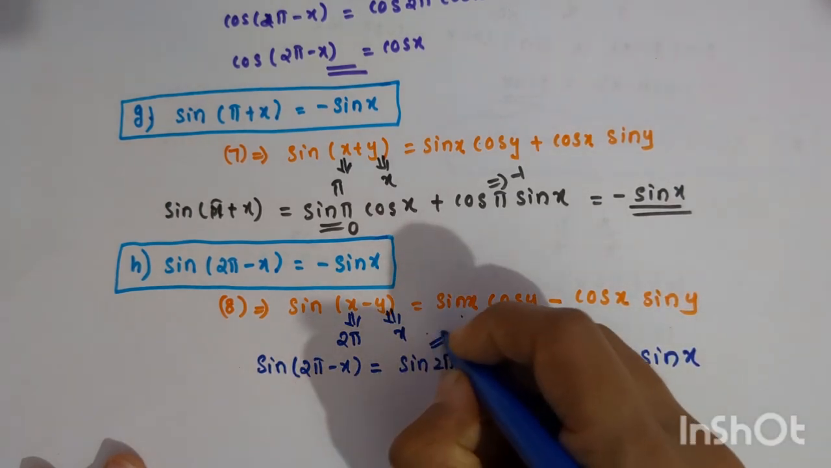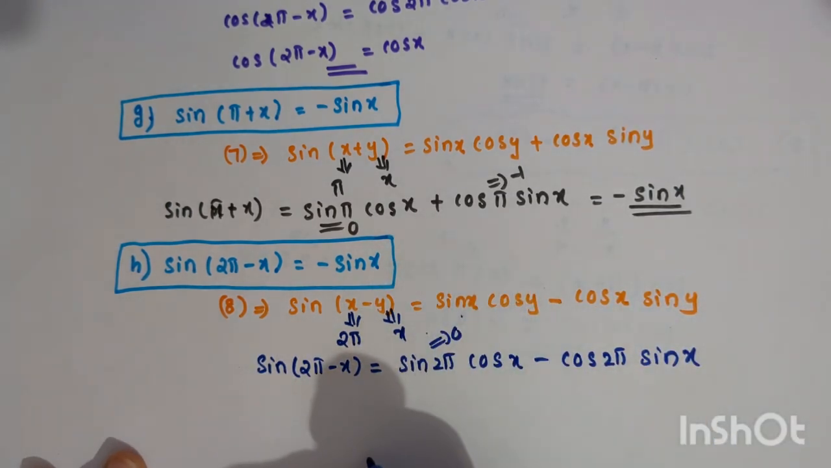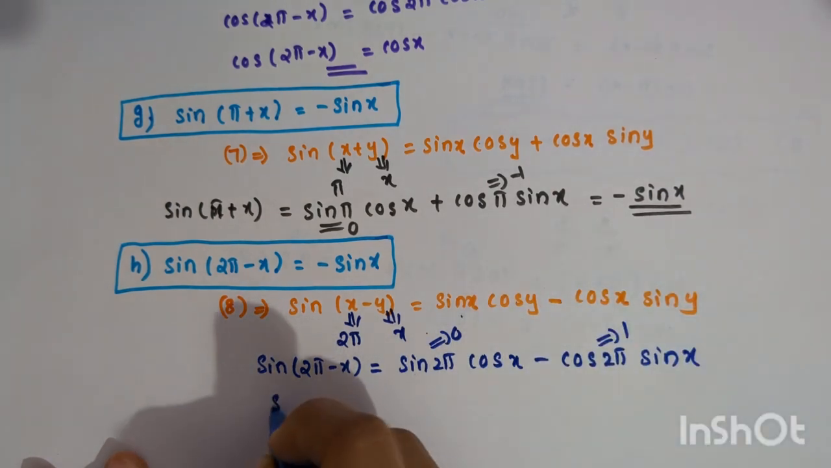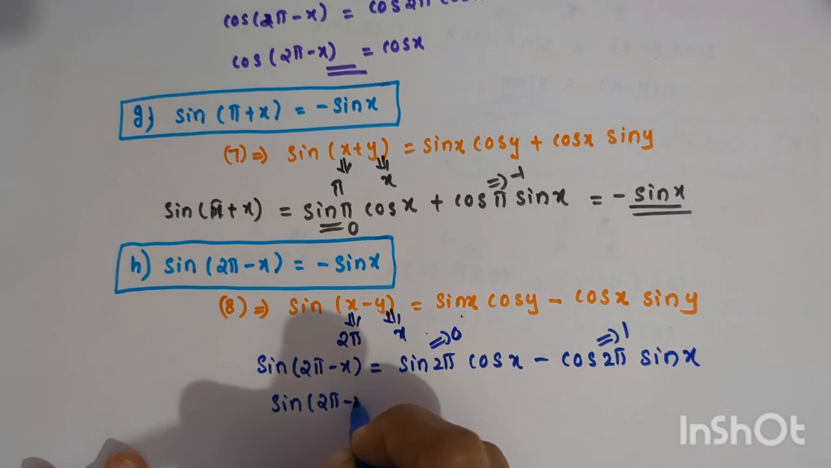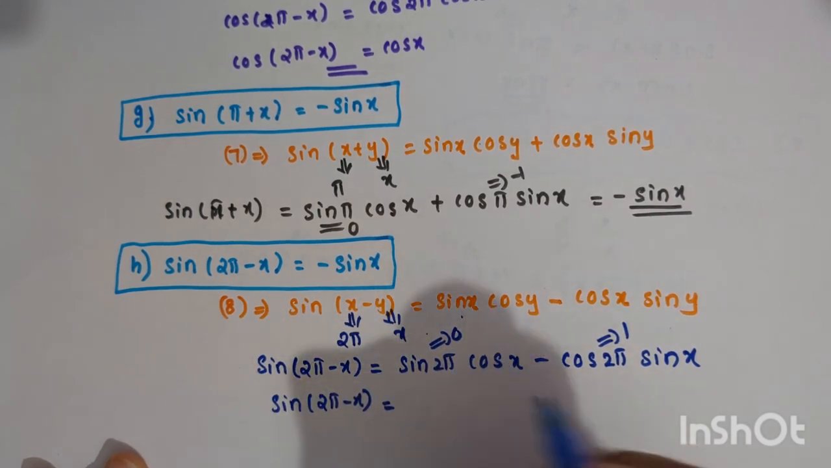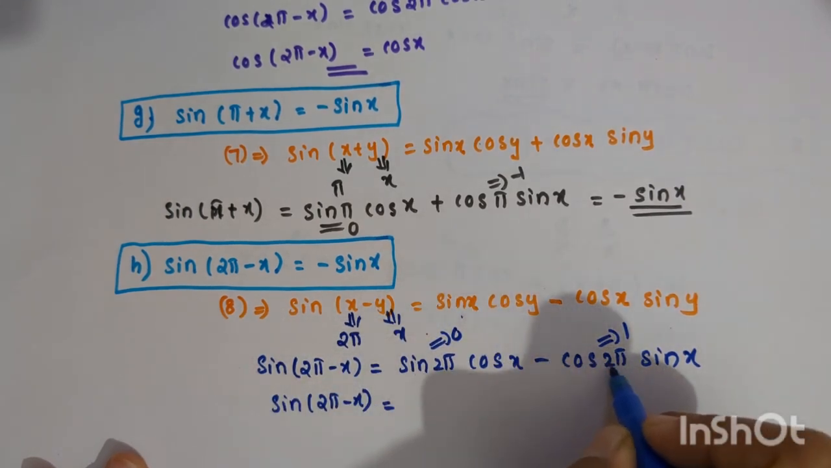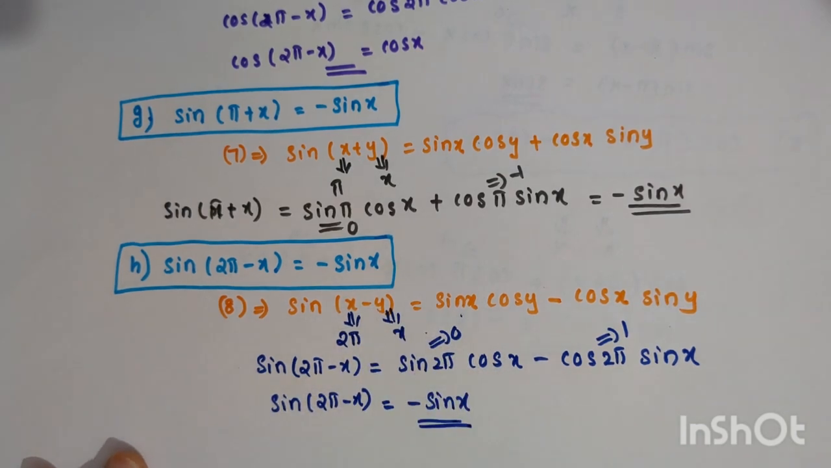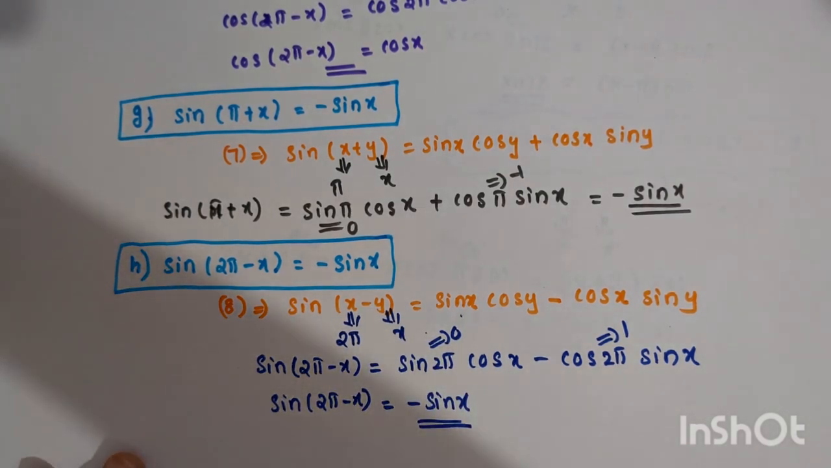Okay, now you see sin 2 pi is 0, 0 into cos x will be equal to 0. And cos 2 pi, which is equal to 1. So this becomes sin of 2 pi minus x is equal to, first term 0, second term minus cos 2 pi is 1. So minus 1 into sin x, which is minus sin x. Okay.